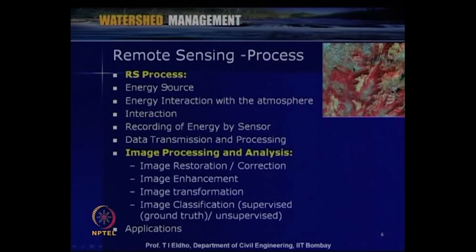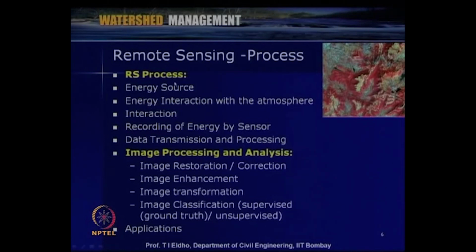The remote sensing process. To get the remote sensing data, there should be an energy source which is either reflected or diffracted, as I mentioned in the previous slide. Then the energy interacts with the atmosphere, and after the interaction the satellite gets it back, recording the energy by the sensor. Then that data is transmitted to the stations on the earth, and then the data is processed. So, the remote sensing process is quite a complicated process.